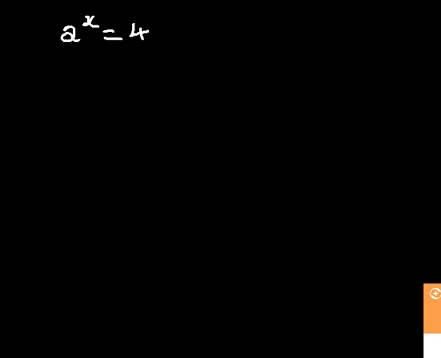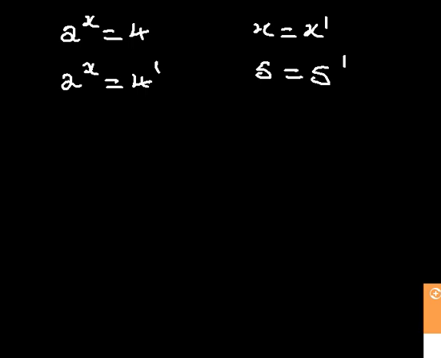Bear in mind that 4 is the same as 4 to the power 1, because wherever you see a number, let's say x, it is the same as x to the power 1, where the 1 is silent. If we have 5, 5 is the same as 5 to the power 1. If we have x plus 2, it is the same as x plus 2 to the power 1, where the 1 is silent.